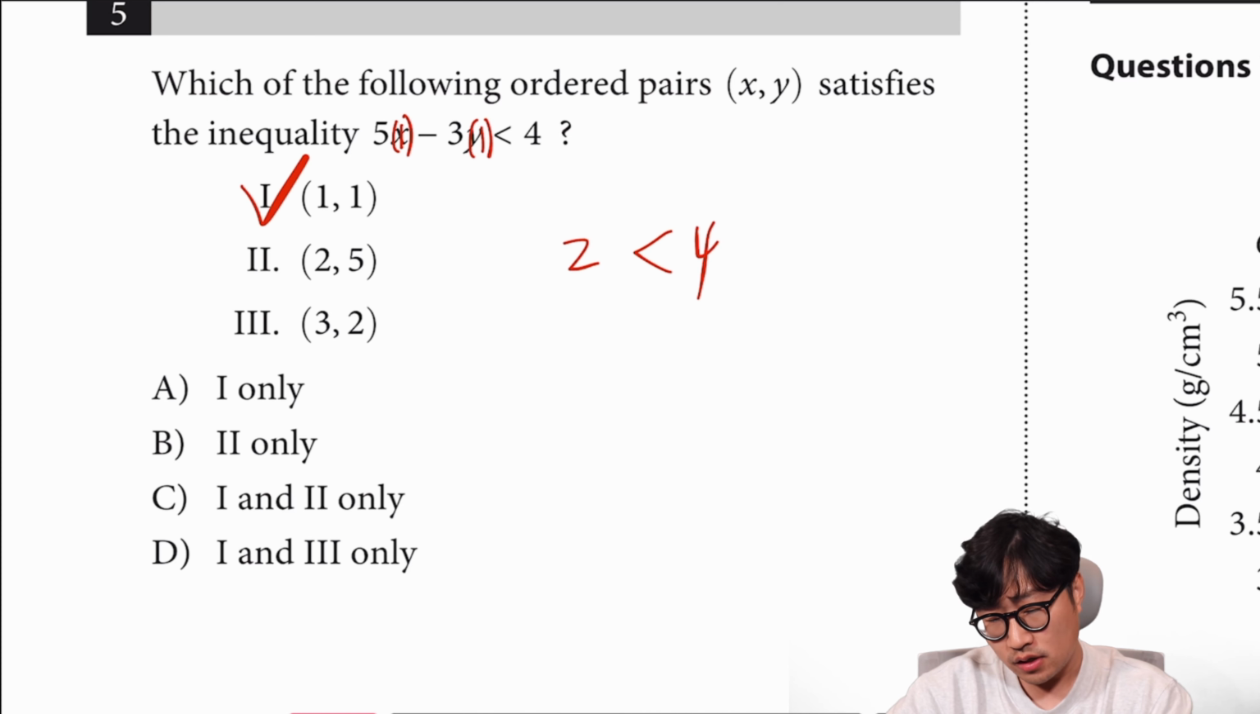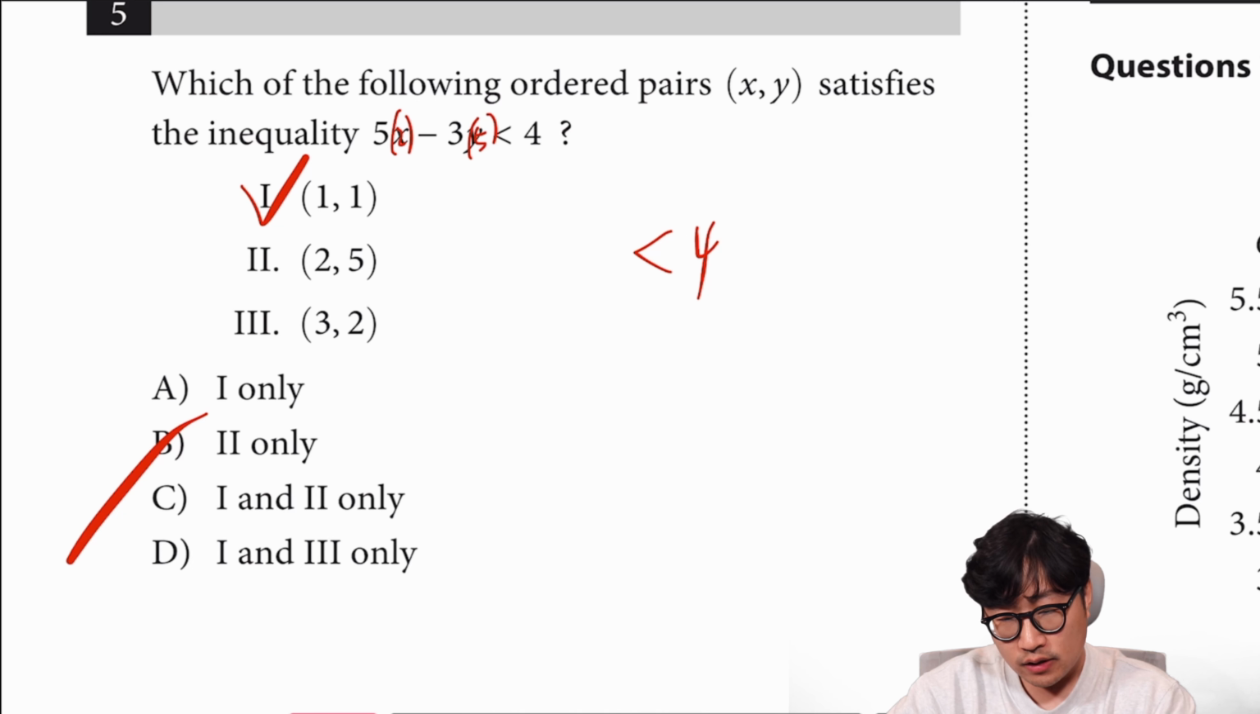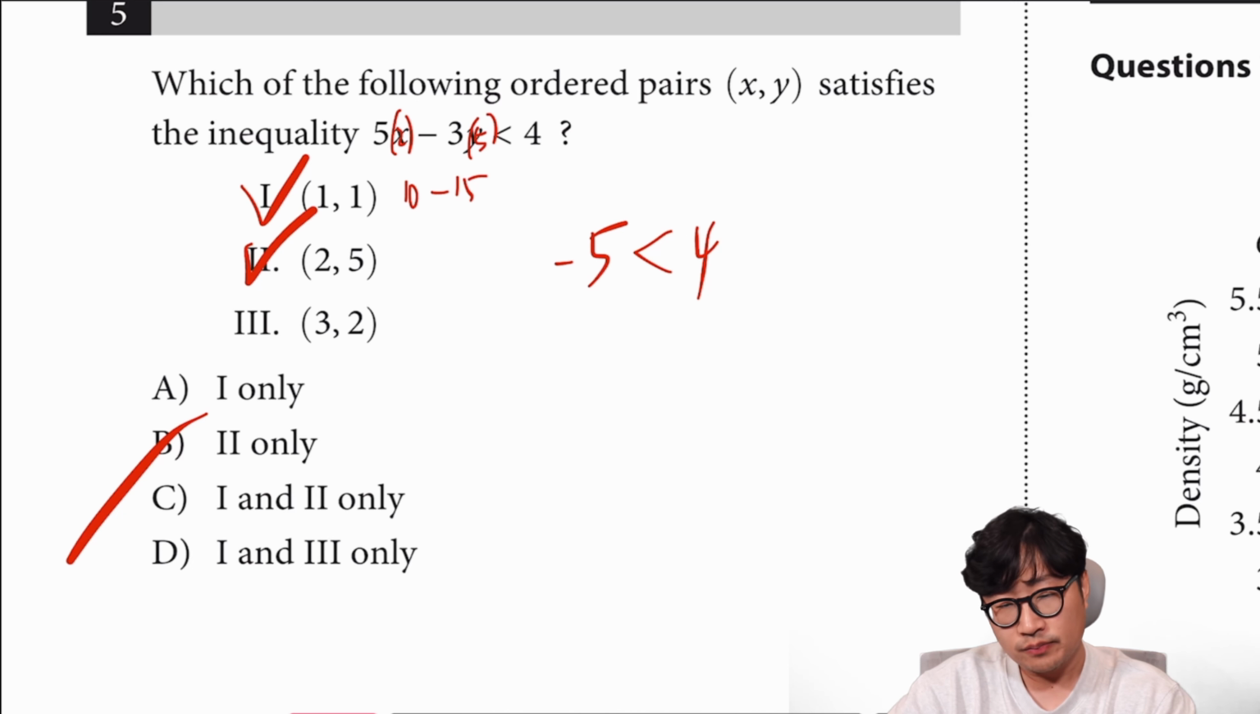Yeah, that works. So 1's cool. So get rid of B. And then 2 and 5. Let's try that one. So if you plug in 2 and 5, that'll be 10 minus 15. So negative 5. Yeah, that's cool. That works. Next.